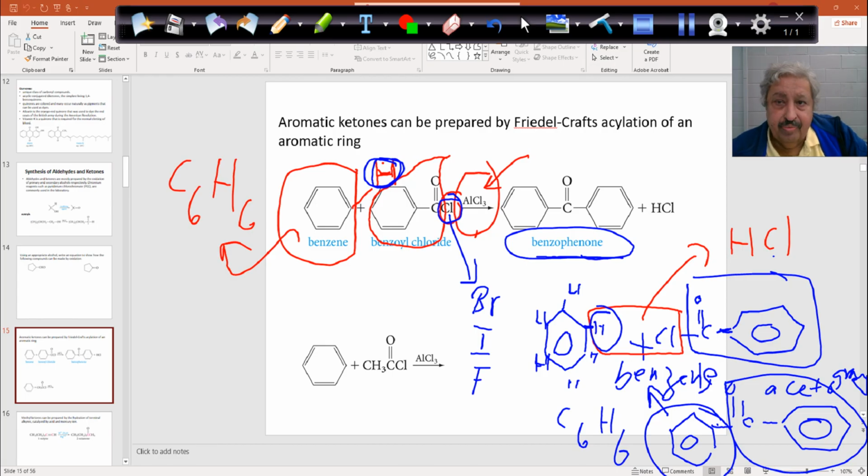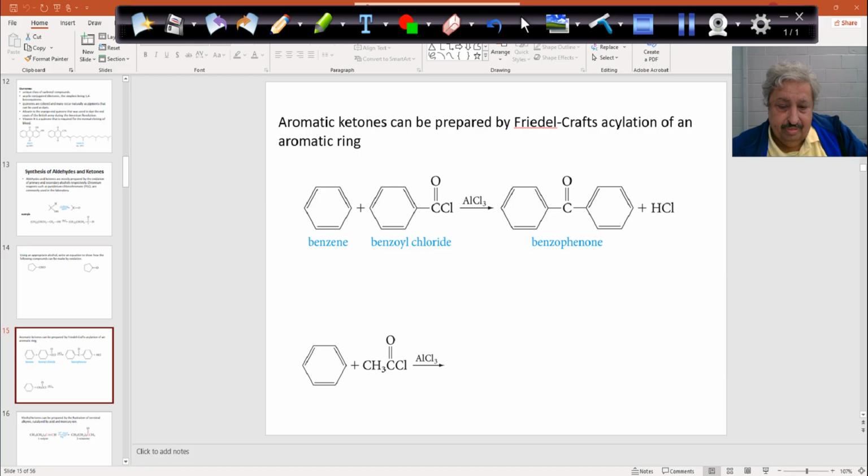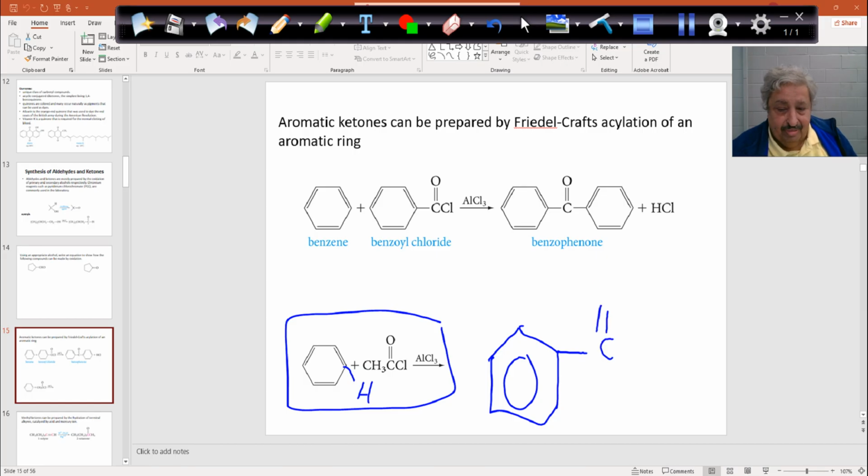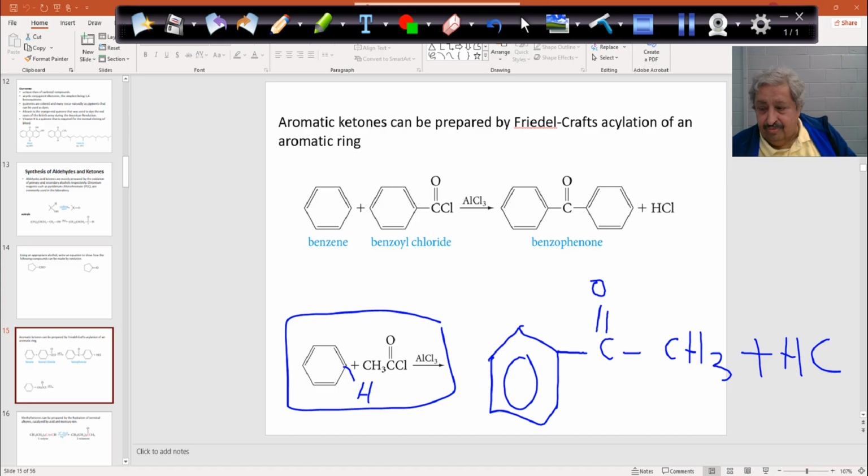So you tell me what will happen with the second one here. What am I getting out of this? Come on, guys. What's the reaction? Remember, I'm taking H out here, correct? So I'm expecting my product will look like this. The H out, then you have C double bond O, CH3, plus HCl. We have a couple minutes, guys. So that's what I got. That's acetophenone. That's a ketone, acetophenone.